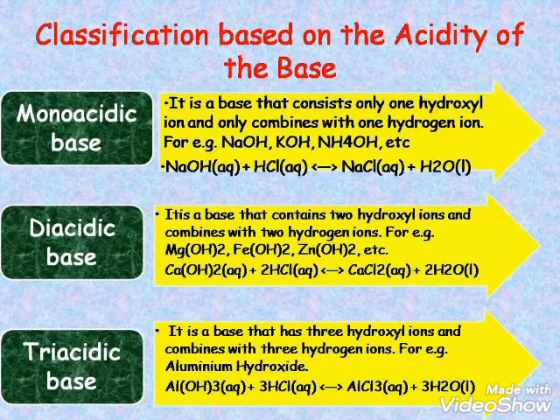Diacidic bases include those bases which release 2 hydroxyl ions, whereas triacidic bases release 3 hydroxyl ions in the aqueous solution. Examples given for diacidic base: magnesium hydroxide, Fe(OH)2. For triacidic base, we have aluminium hydroxide as the example. So a monoacidic base will furnish only one hydroxyl ion, diacidic base 2, and triacidic bases will furnish 3 hydroxyl ions in the aqueous solution.